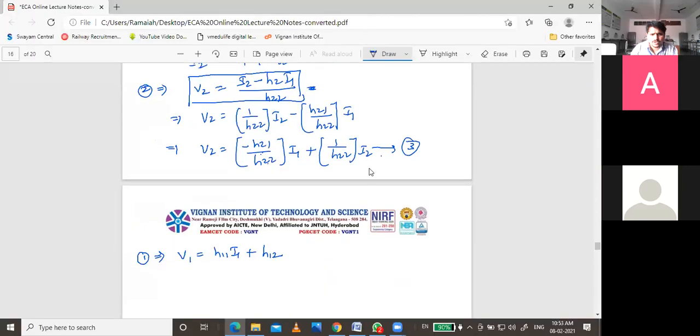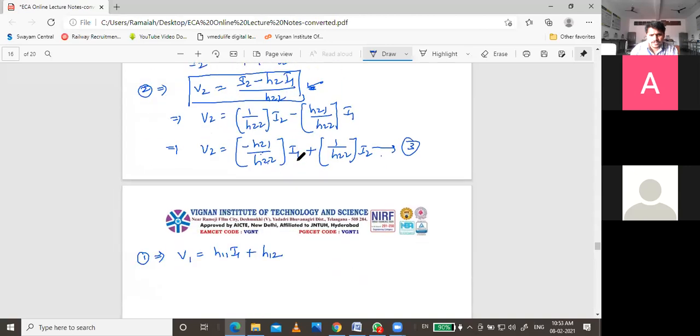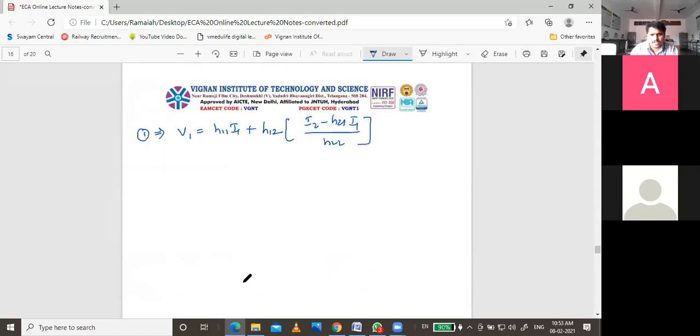Substitute this V2 value in equation 1. I2 minus H21 I1, so this value is nothing but (I2 minus H21 I1) by H22. Now here you take the common. I1 and I2 are common, you take it.